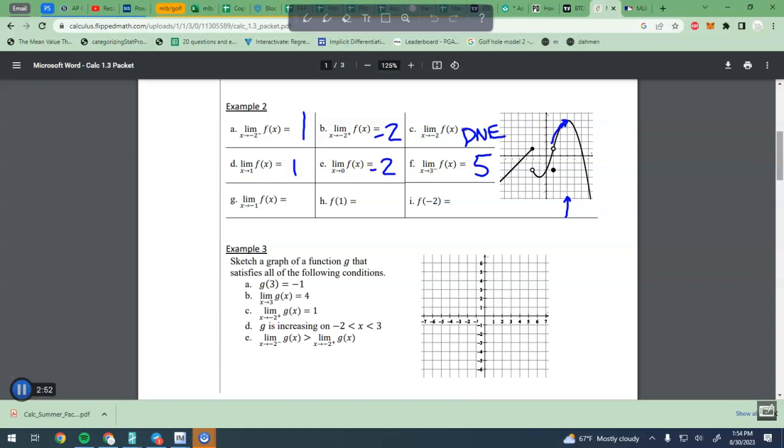-1, the limit as X approaches -1. There, so your limit's going to be -3. F of 1 is -2, because that's where the dot is. F of -2 is 1, because that's where the dot is.